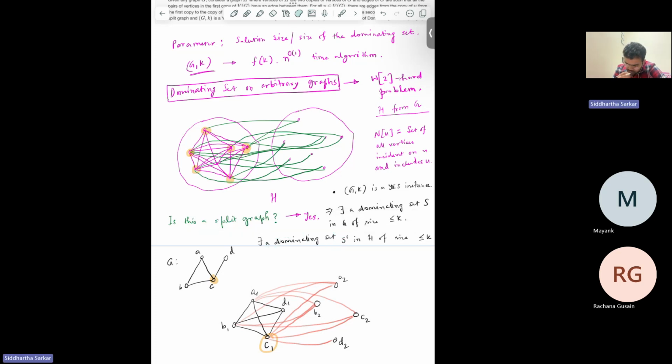So you just take exactly the same vertices that are in S, but only the first copies. You don't have to take all the first copies, only those first copies which are in S. That will be sufficient. So on one side we have verified that if G,K is an ES instance, then H,K is also going to be an ES instance.